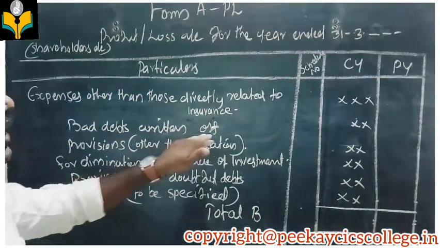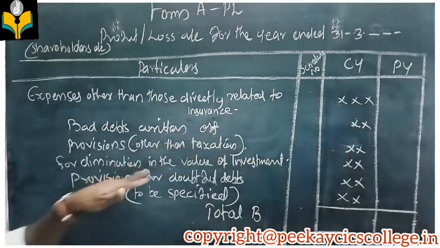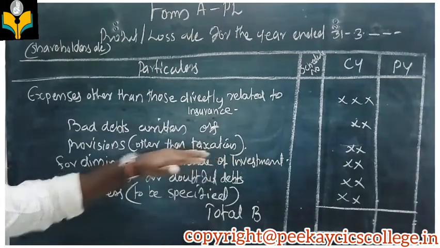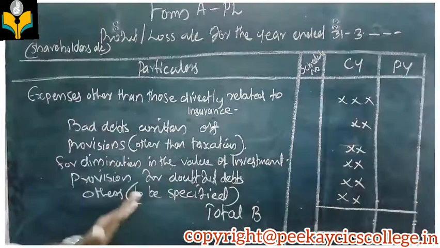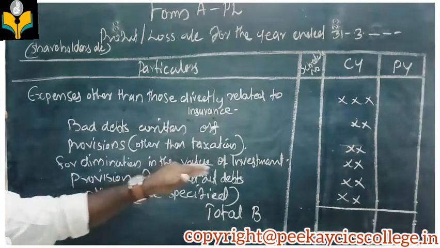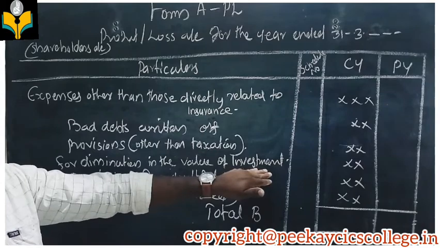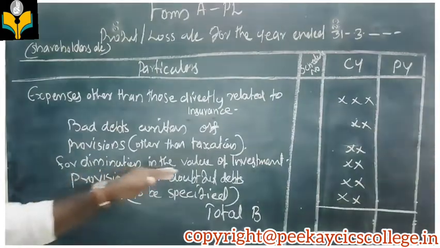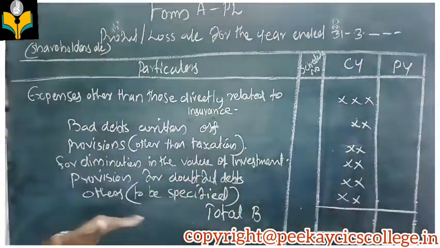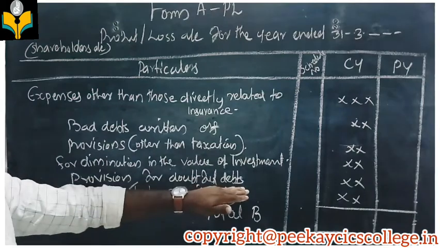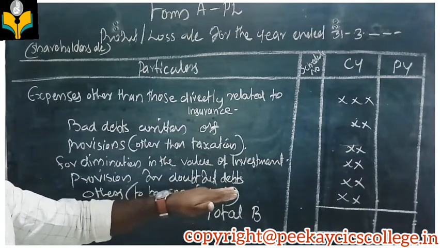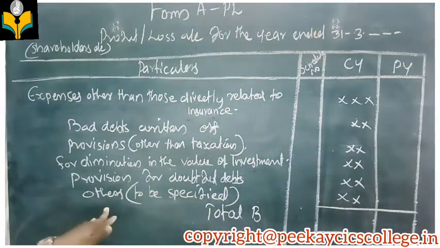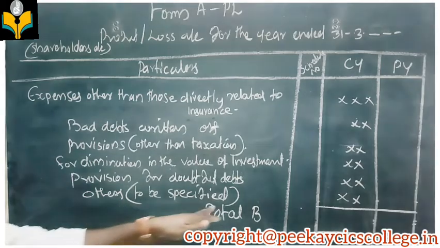Then bad debts written off. Bad debts. Provisions other than taxation. Taxation amount is not considered. Then provisions other than taxation. Then provision for diminution in the value of investment. In the case of revaluation of investment, the value may be reduced. So the diminishing value of investment. Then provisions for doubtful debts. Any amount created as provision for doubtful debts should be added. Then others, that means any other expenses to be specified.